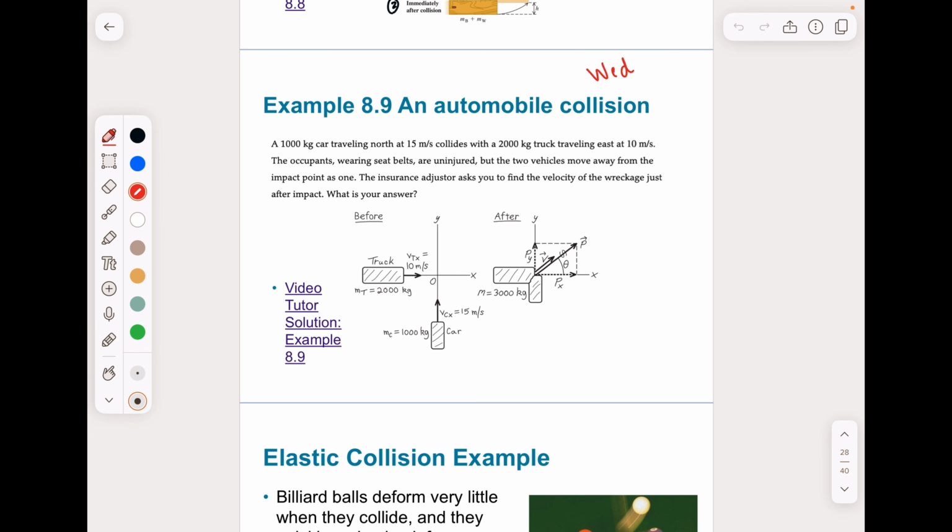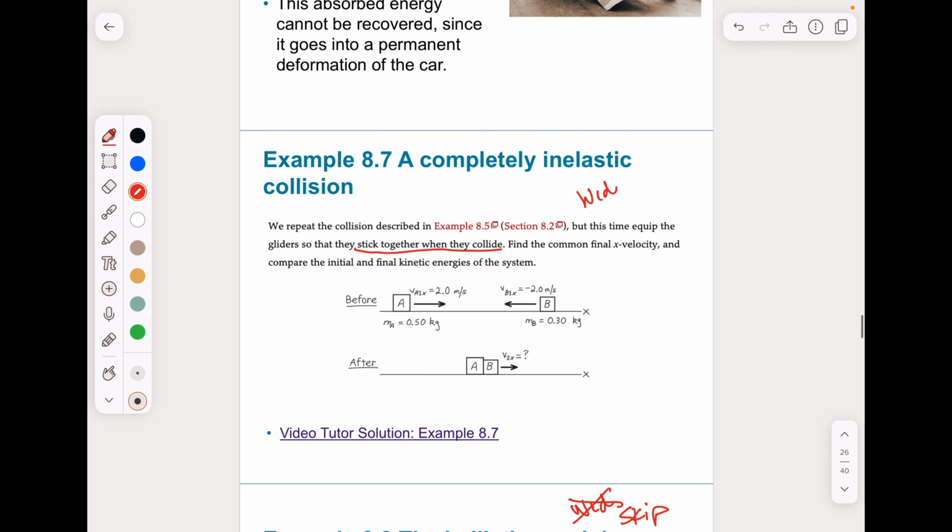They move together, okay, from the impact point as one, all right? What does that mean to you? That means that these two objects are stuck together and they're moving as one object in the very same way as example 8.7, right? Except now it's just occurring in 2 dimensions.